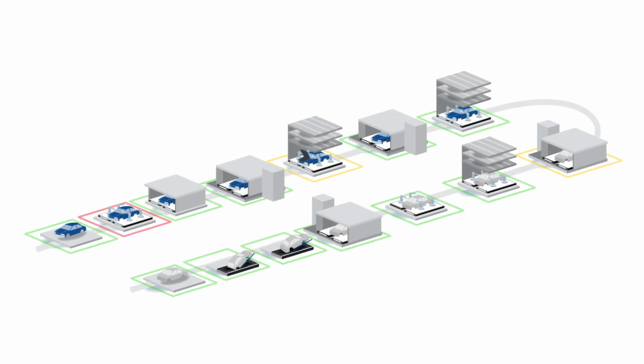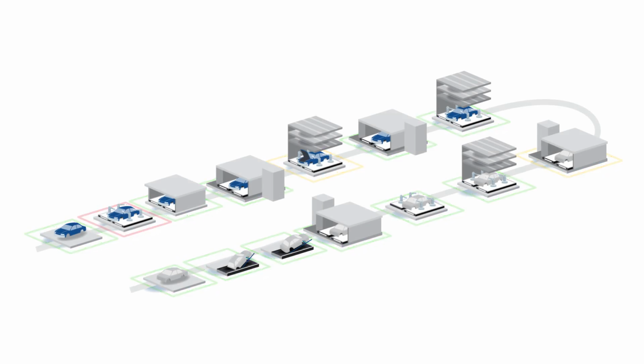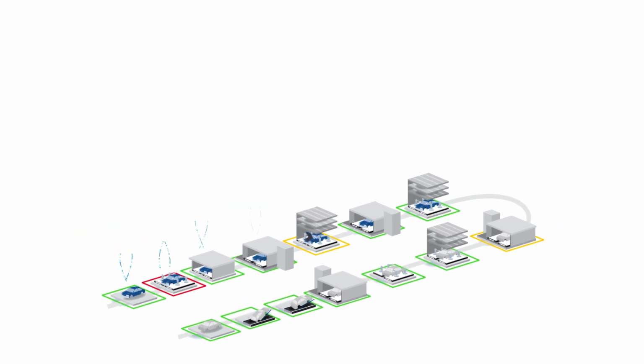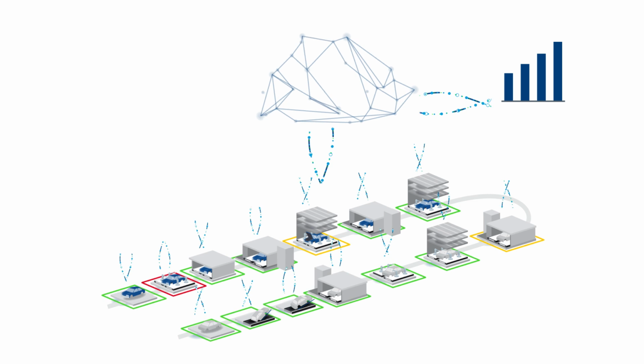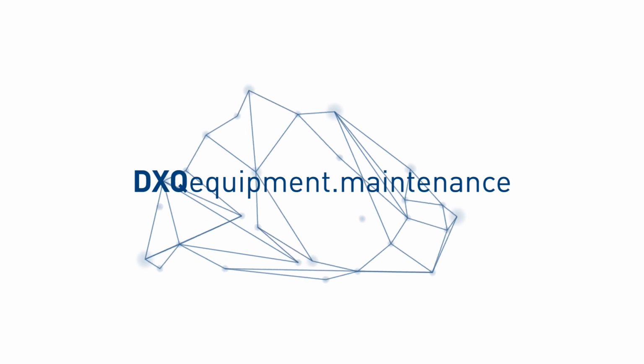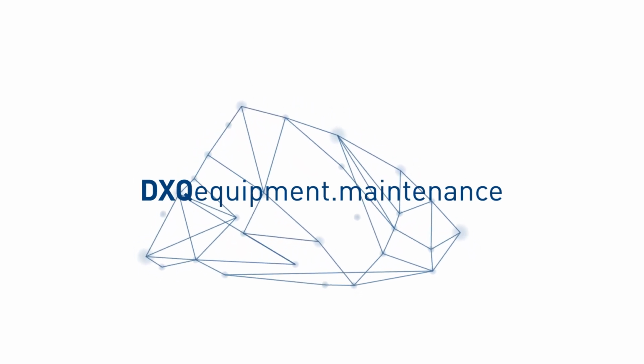The planning and execution of paint line maintenance tasks used to be a labor-intensive manual process. Today, smart software tools make the maintenance process simple and highly effective. DIR provides an open interface with the maintenance manager, DXQ Equipment Maintenance. It can seamlessly integrate into any existing infrastructure.